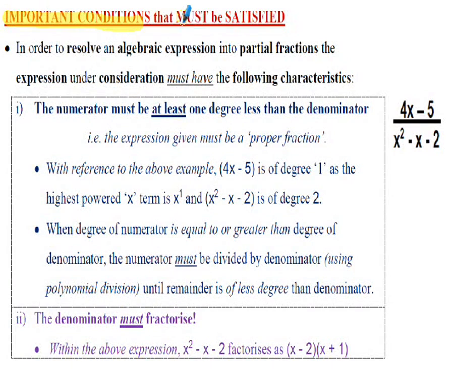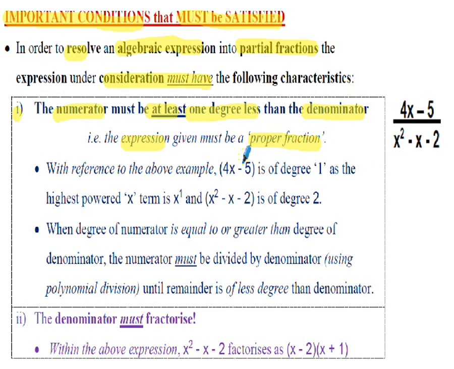Important conditions that must be satisfied before we undertake our partial fractions calculations. In order to resolve an algebraic expression into partial fractions, there are basically two checks or two considerations that we must undertake. Firstly, the numerator, that's the top line, must be at least 1 degree less than the denominator. In other words, the expression we're given must be a proper fraction.